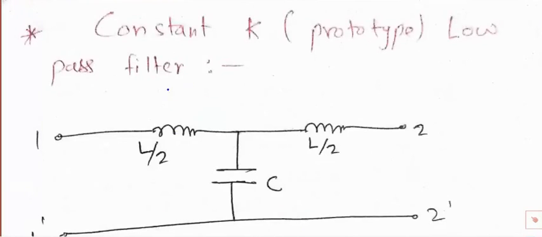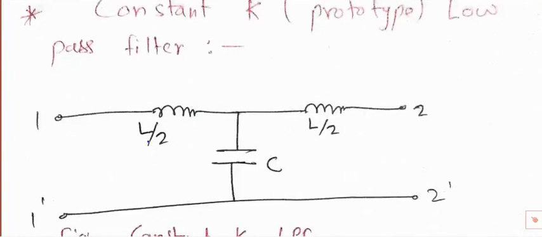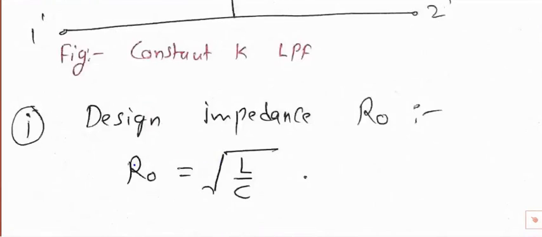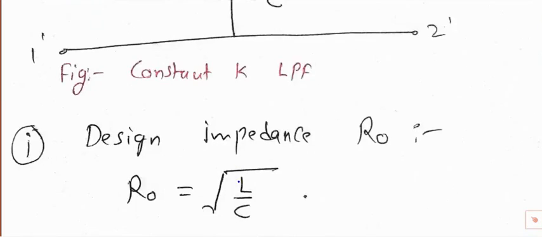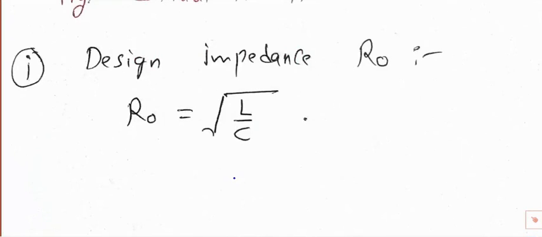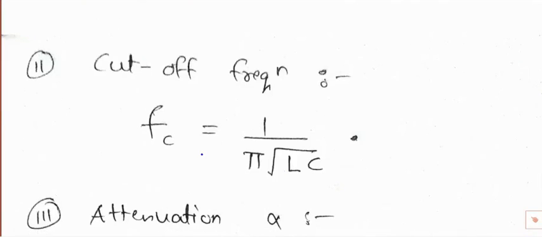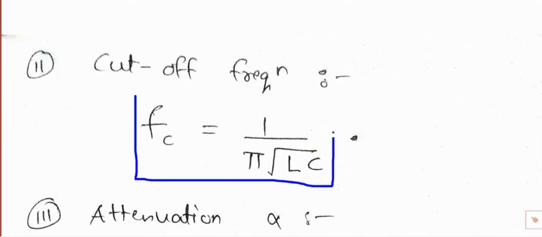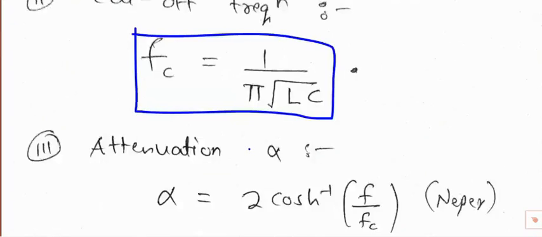Then this is nothing but your constant K low pass filter, L by 2 C. You must remember this diagram. It has design impedance under root L by C, so you have to remember the formula of design impedance under root L by C. And cutoff frequency is 1 upon pi under root LC. You must remember this formula too.